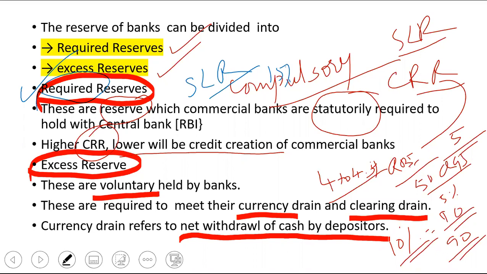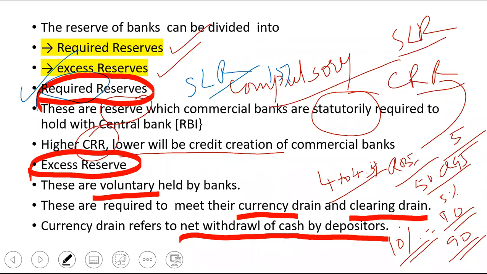CRR and SLR. You are perfectly right. CRR is the cash reserve ratio. SLR is the statutory liquidity ratio. When both SLR and CRR are high, commercial banks can give less loan. This is very important. Remember, the Reserve Bank will change the CRR and SLR according to the situation.